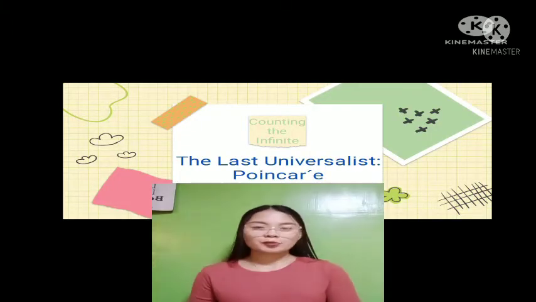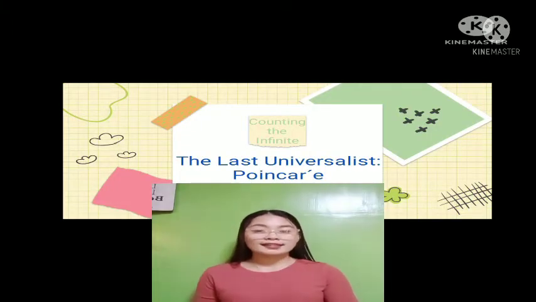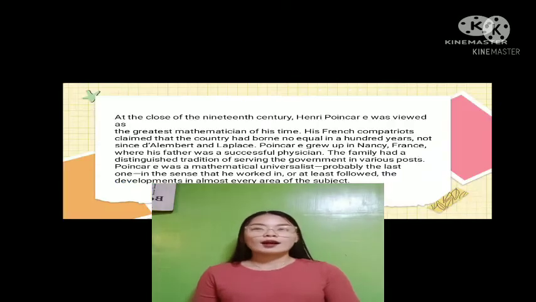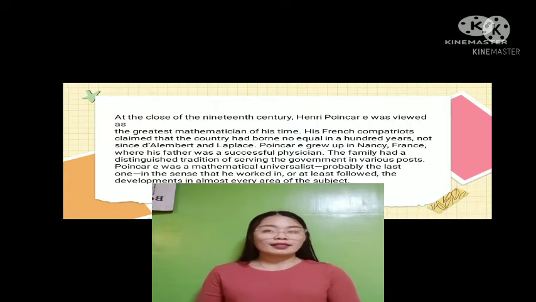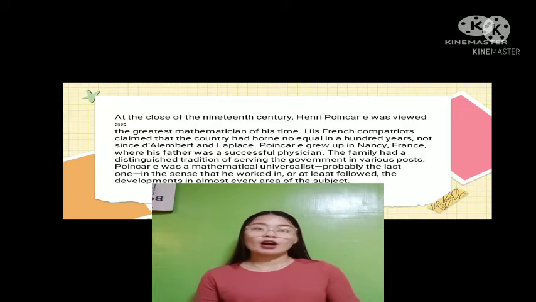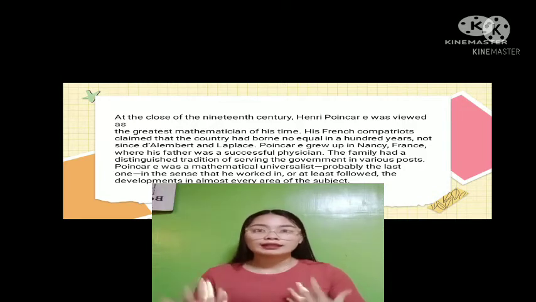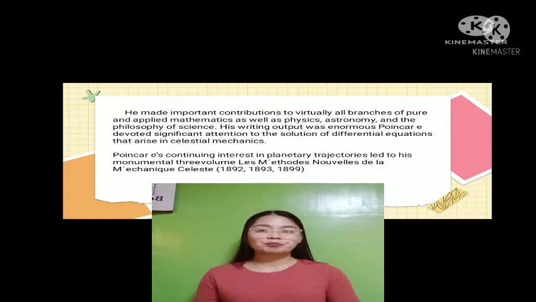Now let's proceed to the last universalist, Poincaré. Poincaré is often described as a polymath and in mathematics as the last universalist, since he excelled in all fields of the discipline as it existed during his lifetime.